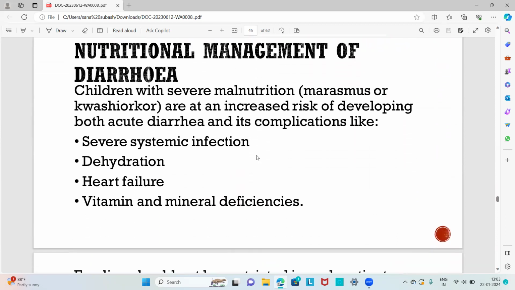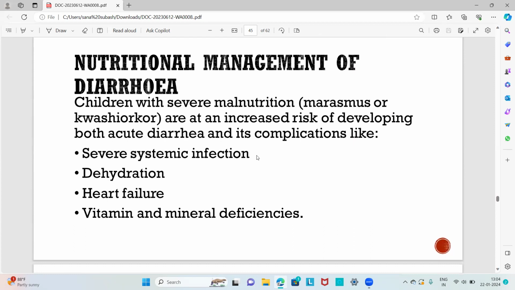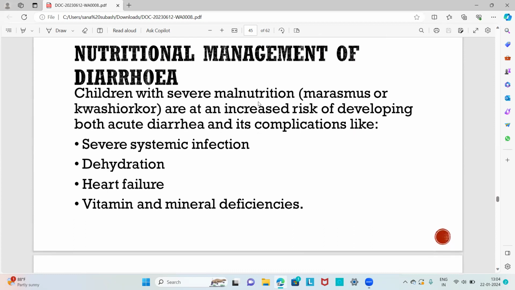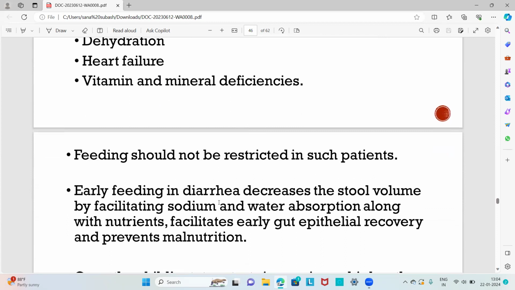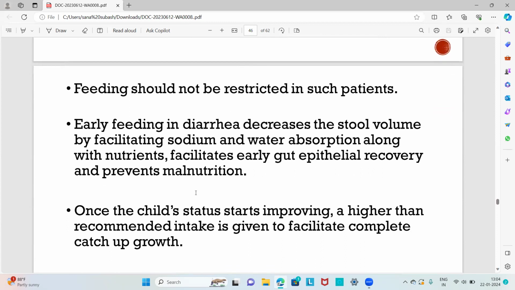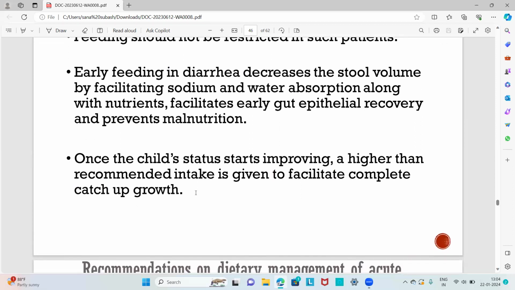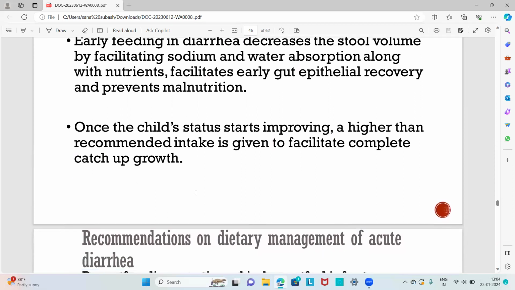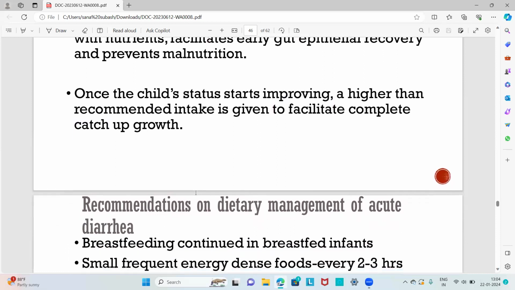Then, in the nutritional management of diarrhea, children with severe malnutrition are at increased risk of developing both acute diarrhea and its complications like severe systemic infection, dehydration, heart failure, and vitamin and mineral deficiencies. Feeding should not be restricted in such patients. Feeding during diarrhea decreases stool volume by facilitating sodium and water absorption along with nutrients, facilitates early gut epithelial recovery, and prevents malnutrition. Once the child's status starts improving, a higher than recommended intake is given to facilitate complete catch-up growth.